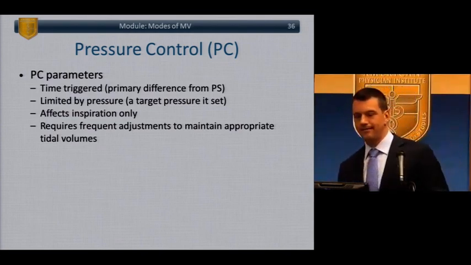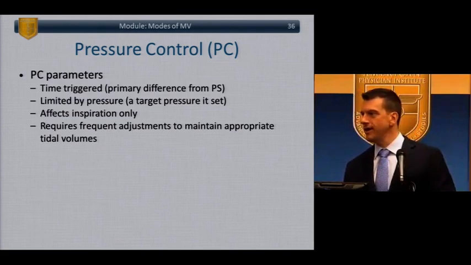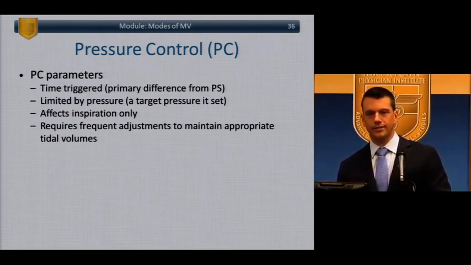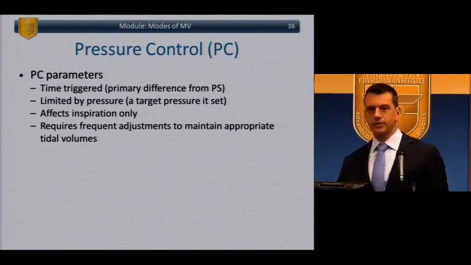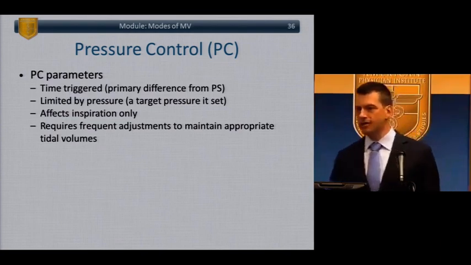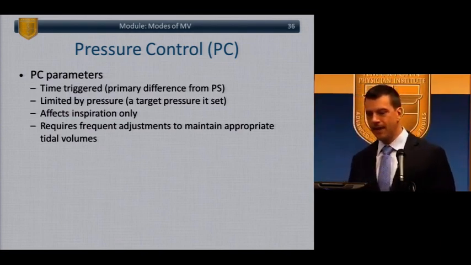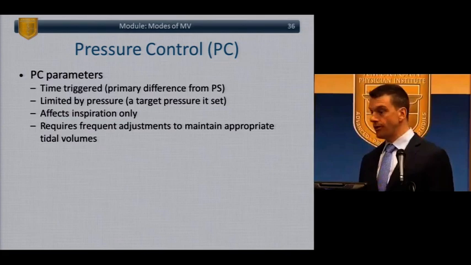This is usually time triggered, which just means you set the rate at 15. Every 4 seconds, you're going to get this pressure. So what you're dialing in is the pressure. What is determined, the dependent variable, is the volume. So you don't know what volume the patient is going to get. You're just saying, I want you to give 30 millimeters of pressure this many times a minute, and that's what you're going to get. So this is good to avoid barotrauma because you're pressure limited. Again, inspiration only is affected.